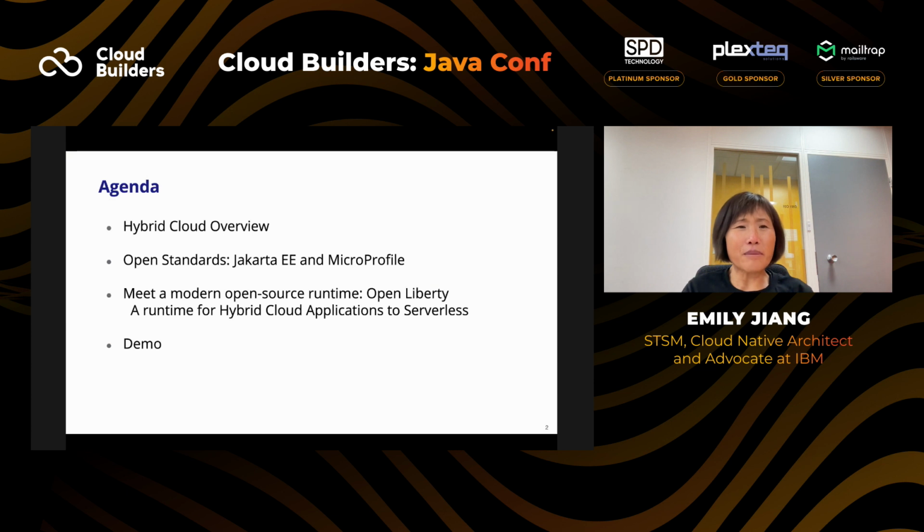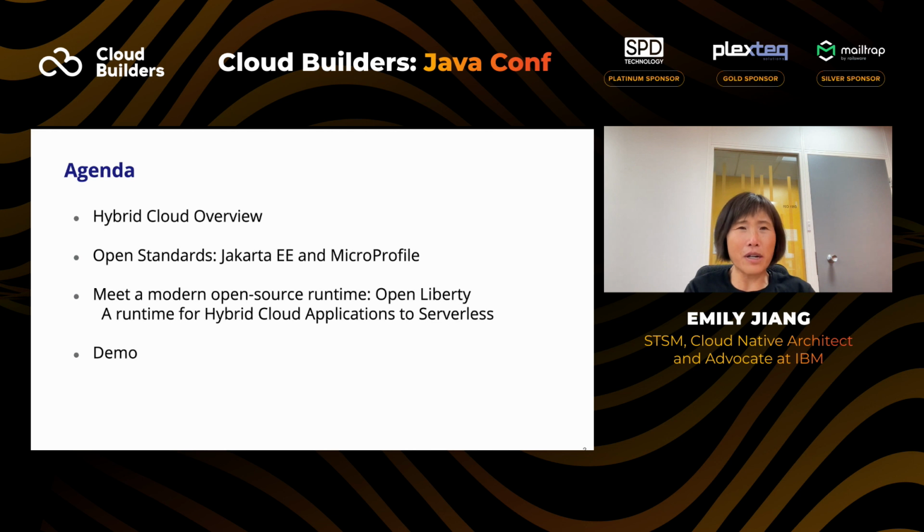In today's talk, I'm going to talk in 4 sections. Basically, give you a quick overview of hybrid cloud and also introduce you to the open standard. And also talk about Open Liberty. It's an open source project that supports this open standard and is also powered with very efficient tools to take you to the cloud. And finally, I will do a quick demo about this open standard and Open Liberty and how you can easily do serverless.